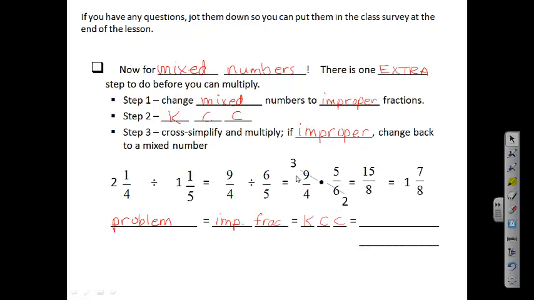Step 3, cross simplify. 3 goes into 6 2 times, 3 goes into 9 3 times. So we've got 3 times 5 is 15. And 4 times 2 is 8. So that's our quotient. One of these days I'll get used to this thing. And then 1 7/8 is our simplified answer, simplified quotient.